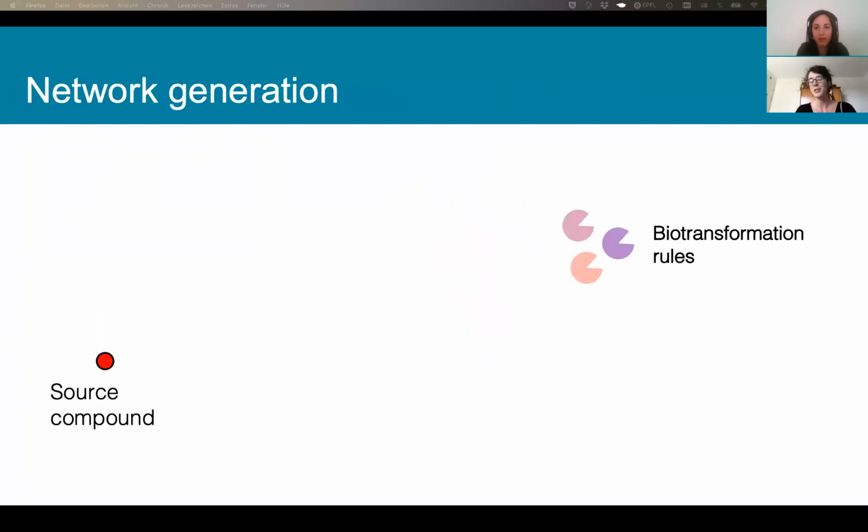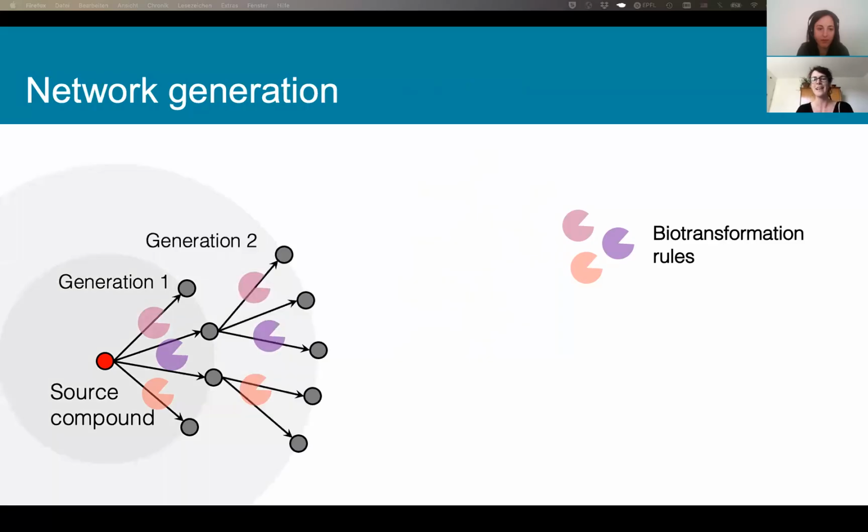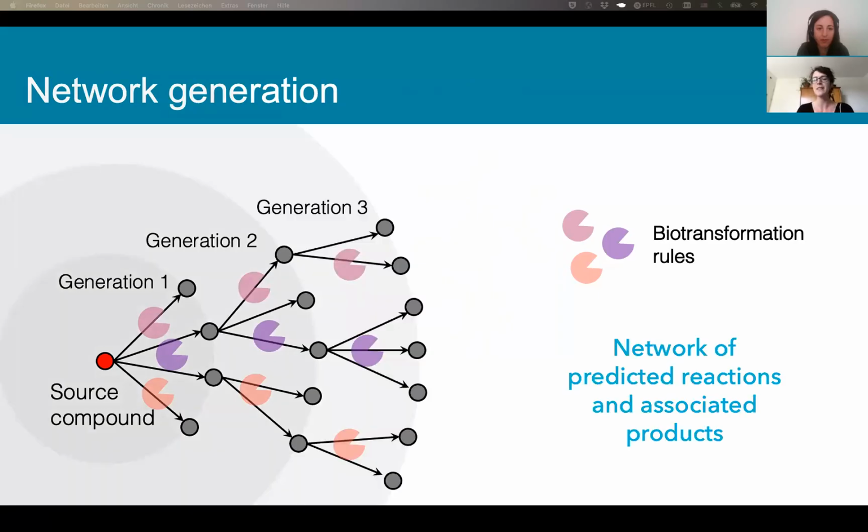And then we can actually go one level further. For example, we can use these rules to generate a network. When we take a source compound, we can apply all the reaction rules to the source compound, and we get a range of products. Then we can take these products and again apply the reaction rules to them and get a second generation of products, and so on. And with this, we can predict a network of reactions and associated products.